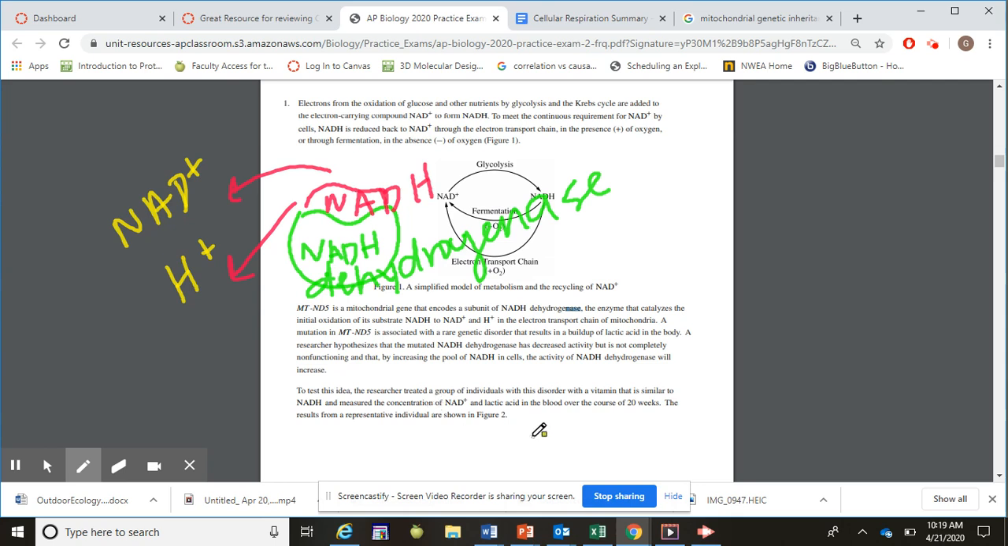To test this idea, the researcher treated a group of individuals with the disorder with a vitamin that is similar to NADH and measured the concentration of NAD+ and lactic acid in the blood over the course of 20 weeks. The results from the representative individual are shown in figure 2. So basically we're saying we're finding something that's basically the same shape. It acts like NADH, and it's going to create NAD+ and H+ as well. So we're just pretending that they're testing NADH, but instead it's actually a vitamin. It's just the same shape, so it can fit in the enzyme and produce the same stuff.